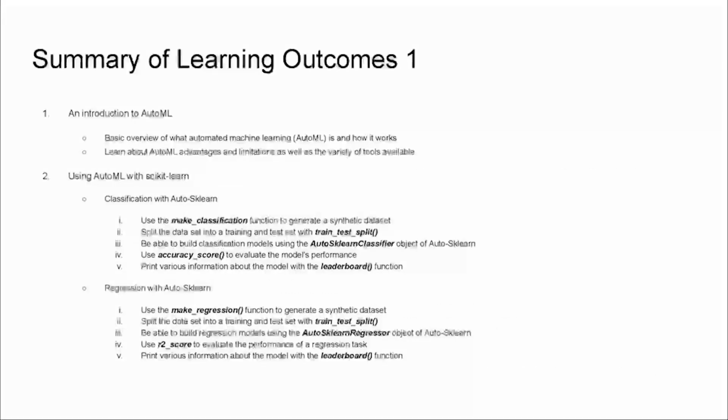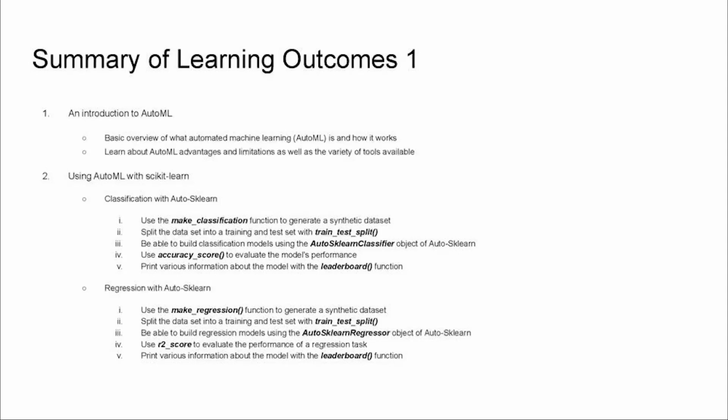Congratulations for making it to the end of this course on AutoML. We'll now go through a summary of learning outcomes. 1. An introduction to AutoML. We took a basic overview of what automated machine learning is and how it works. We also learned about AutoML advantages and its limitations, as well as the variety of tools available.